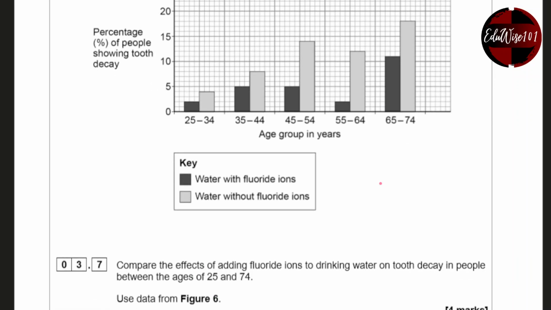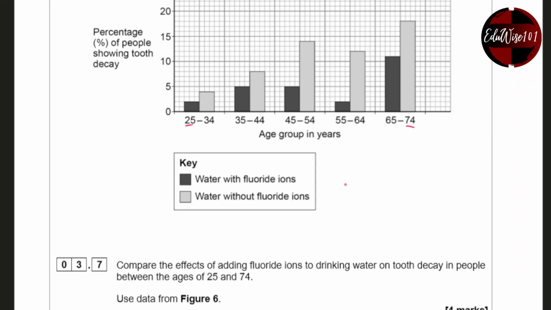Compare the effect of adding fluoride ions to drinking water on tooth decay in people between the ages of 25 and 74. Use data from figure 6. So what are they asking us to do? Compare the effects of adding fluoride ions to drinking water on tooth decay between 25 to 74. So for the entire age group.